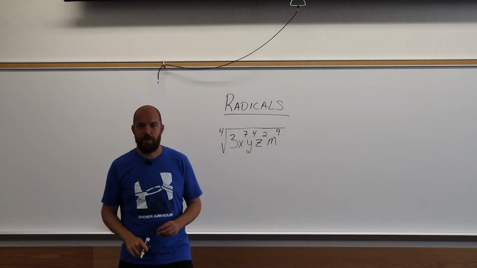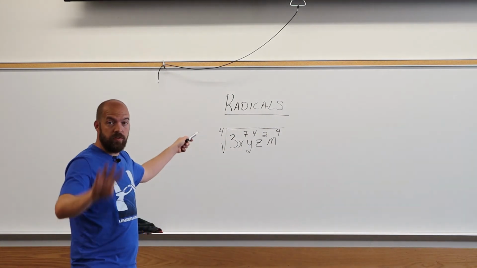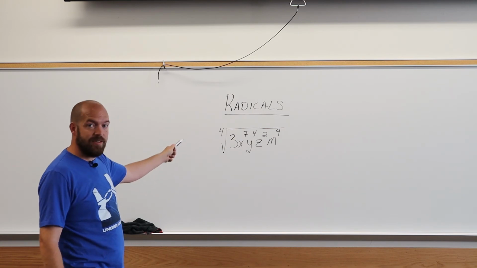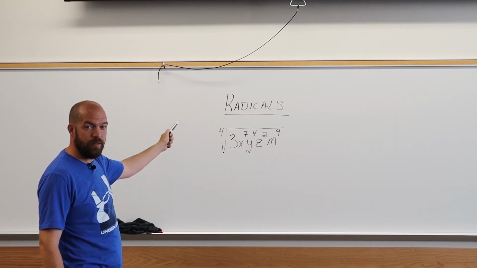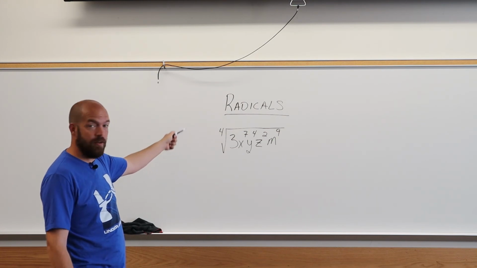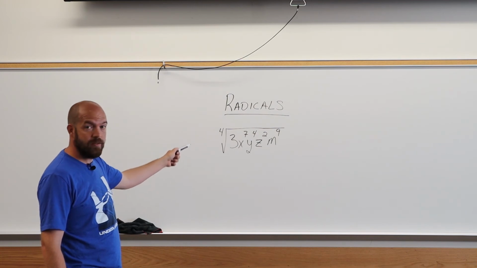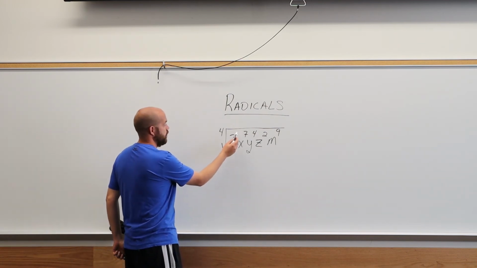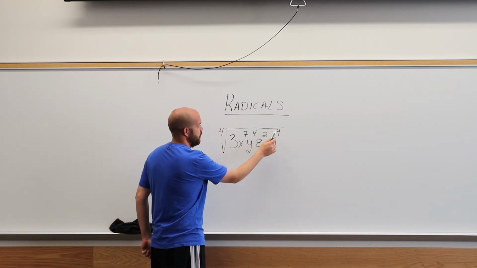All right, that looks pretty complicated. Let's take a peek at that. So I've got the 4th root. In other words, it's going to take 4 tokens to get out of the radical. On the inside, I've got a 3. What's the power of the 3? I need to know that. Looks like an invisible 1. It's not a 7. The 7 is actually connected to the x. So I have 3 to the invisible 1, x to the 7th, y to the 4th, z to the 2nd, m to the 9th.